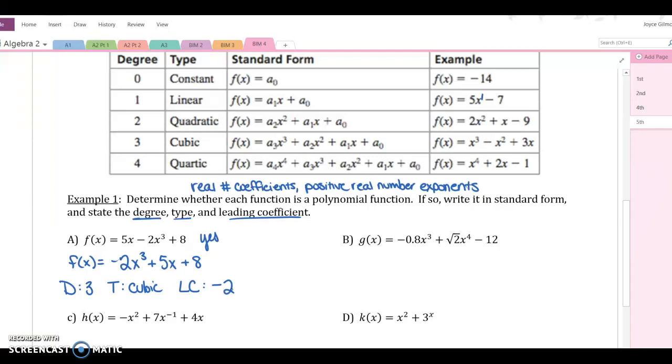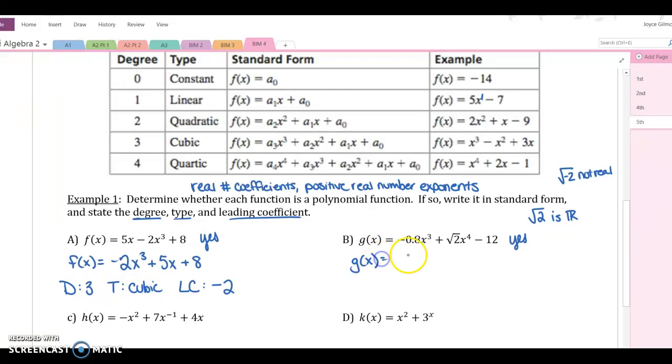How about B? Is B a polynomial? I hear some yeses. I hear some no's. Okay, question. Is the square root of 2 a real number? Can you punch the square root of 2 into your calculator? And you get a decimal. Is a decimal a real number? Yeah. The square root of 2 is a real number. The square root of -2 is not a real number. So square root of 2, that's definitely a real number. We don't usually see it in a polynomial, but it really truly is just fine. So yes, this is a polynomial.